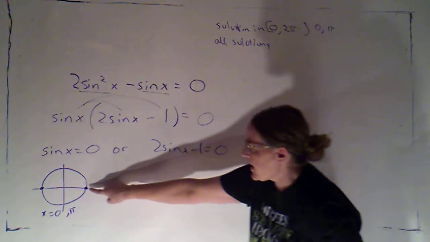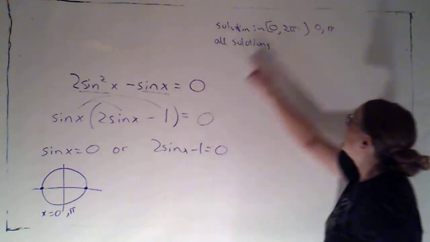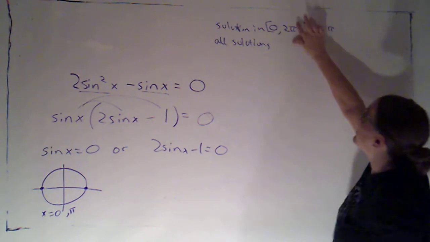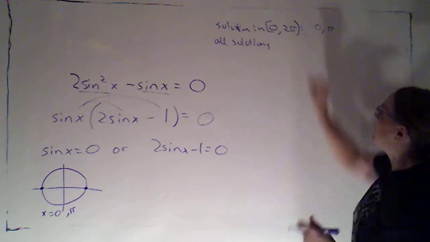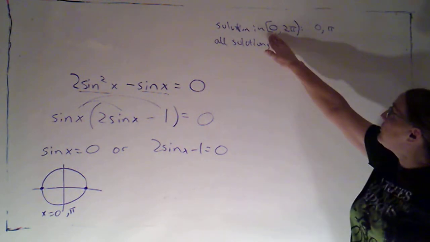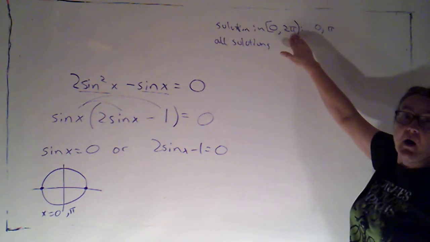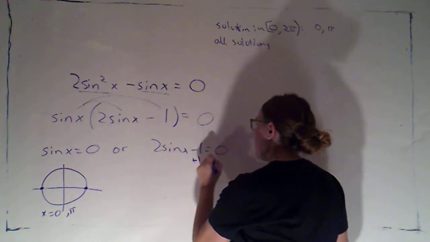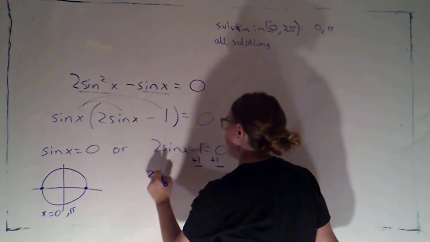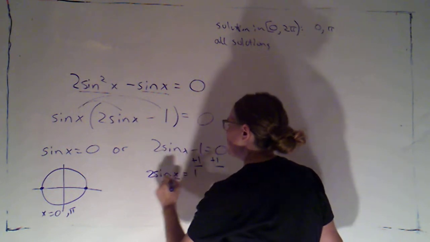Notice 2 pi would also put me here, but we weren't including 2 pi. Sorry, that colon should have been on the outside. So we did want to include 0, we weren't including 2 pi here. Okay. Now here, I would add the 1 over, so I get 2 sine x equals 1.